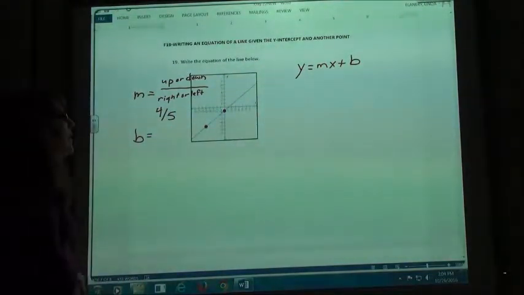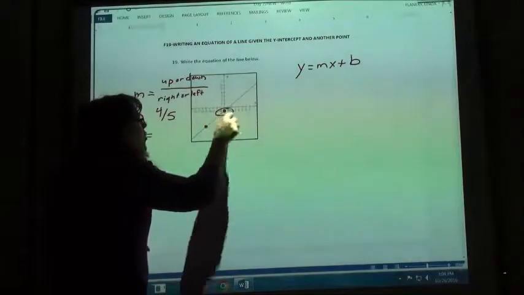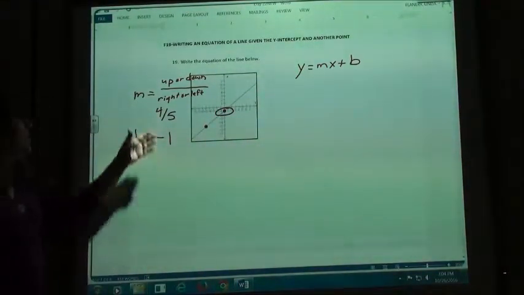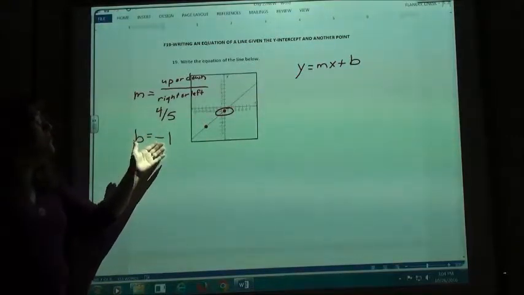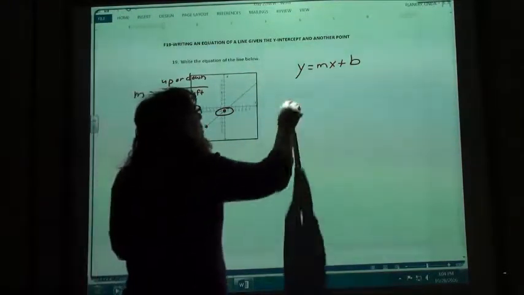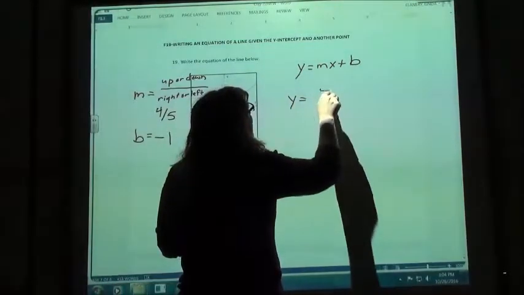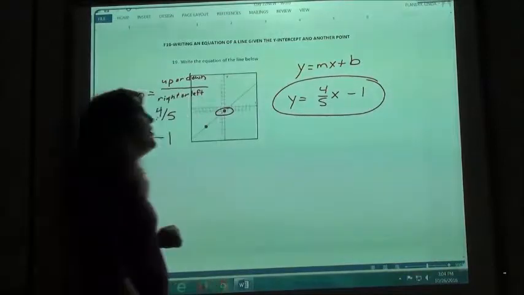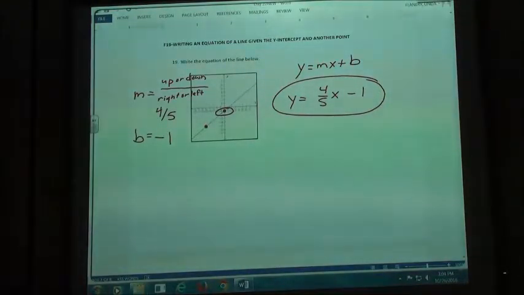My y-intercept, where does my line touch the y-axis? Right there at negative 1. So once I found my slope and my y-intercept, just like on the previous ones, I just plug them in. Y is going to equal 4/5 x minus 1, and that is going to be the equation of my line.